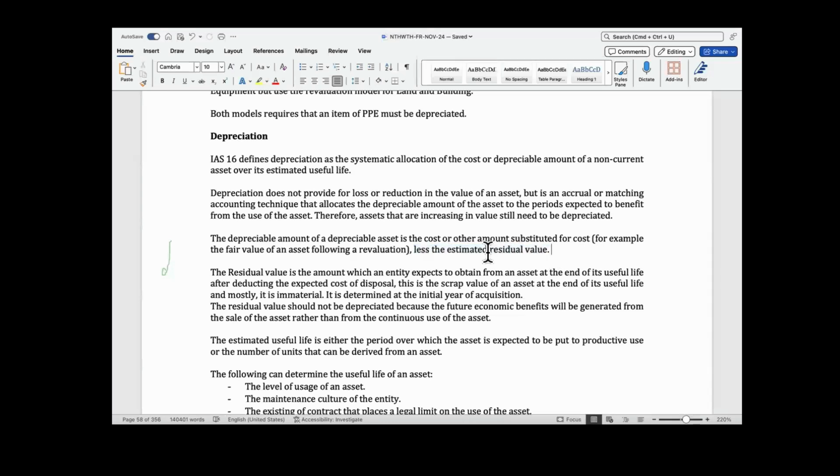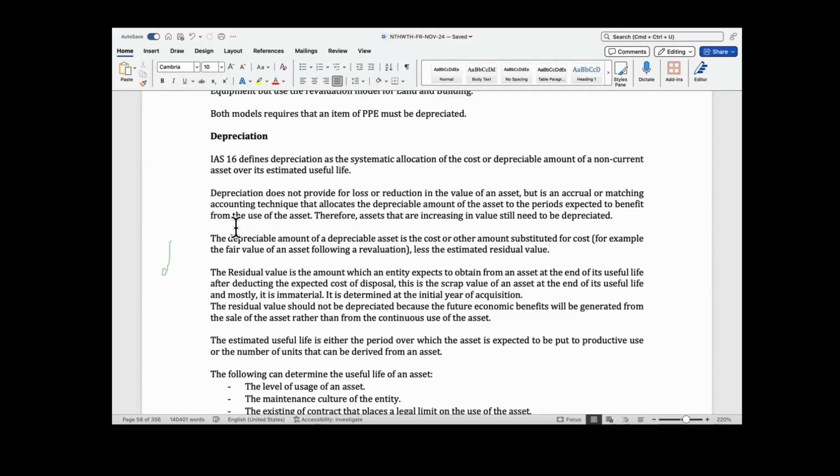So when we say residual value, we are talking about the amount that the entity expects to obtain from the asset at the end of its useful life. We are talking about the scrap value of an asset. We are talking about the portion of the asset that we will not use, the money we will get from it is from selling the asset. We are not using that portion, so it will not eventually find its way into P&L. It's not something we will depreciate.